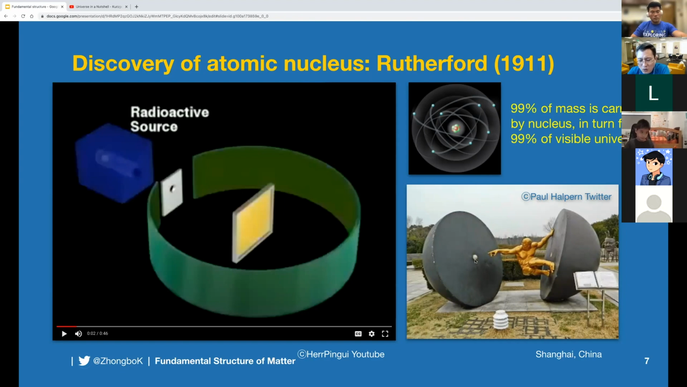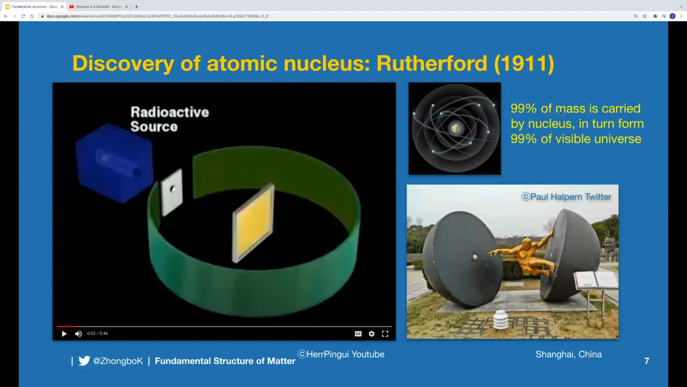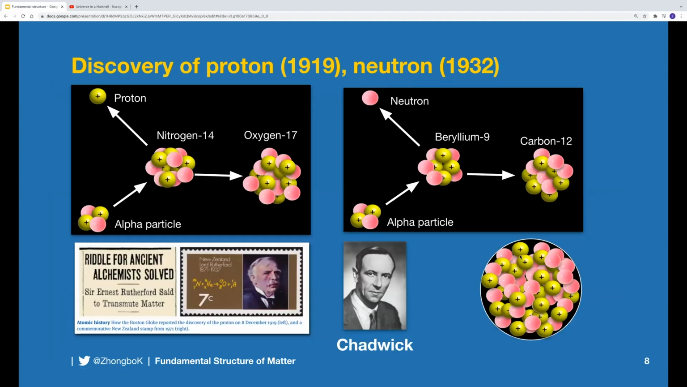Even though it's so small, you'll find that 90% of the mass of the atom is carried by this nucleus. Because of that, these days you always hear people saying that 90% of the visible mass of the visible universe is carried simply by atomic nuclei. The electron is so tiny. This is a very interesting sculpture in Shanghai, China, to characterize this interesting fact.